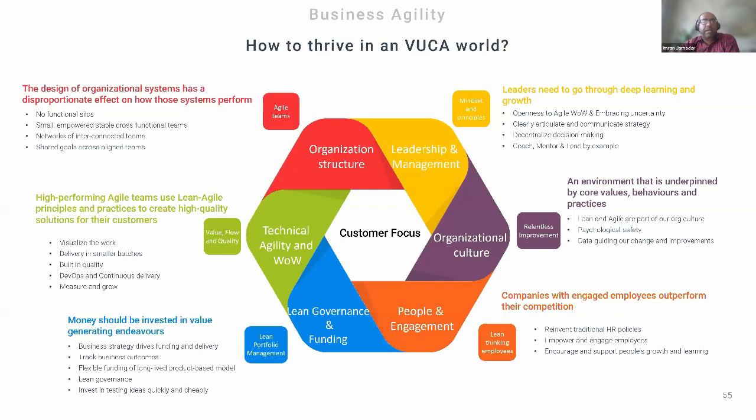Okay. After that, the fourth one is lean governance and funding. Very, very important aspect. Money should be invested in value generating endeavors. Track business outcomes and invest in testing ideas quickly and cheaply. We need to make sure that our business strategy is driving the funding and delivery. So you need to connect the strategy to your delivery. That's very important. Always think about business outcomes, not just outputs.